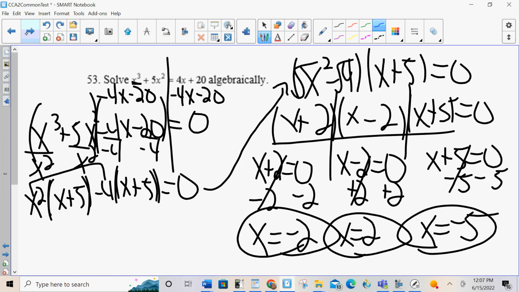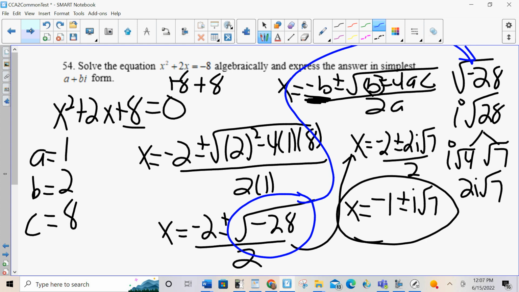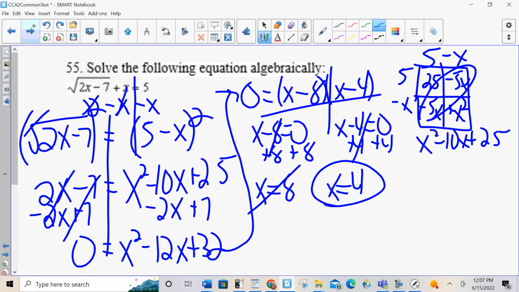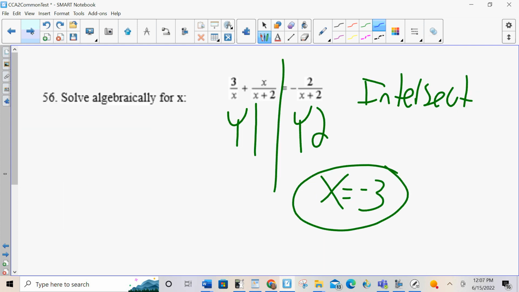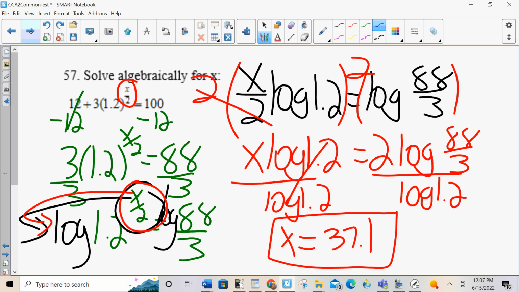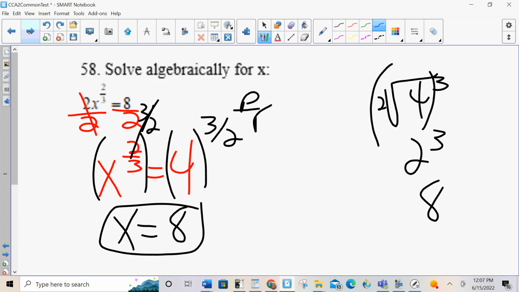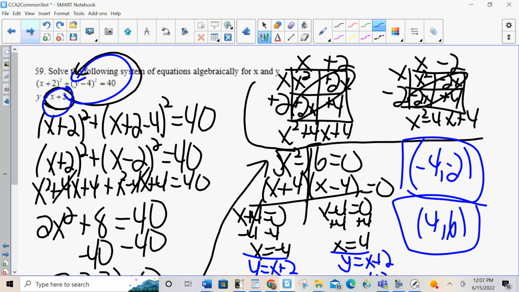To solve polynomial equations, put everything to one side, factor, and set each factor equal to 0. If it doesn't factor, that's when you use the quadratic formula. Radical equations: isolate the radical, square both sides, check. Fractional equations: multiply by the LCD, solve the equation, check. Variable exponential equations: isolate the base, log of both sides. Constant exponential equations: isolate the base, raise both sides to the reciprocal power.